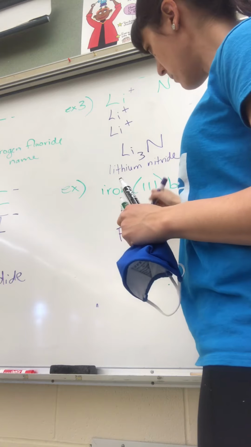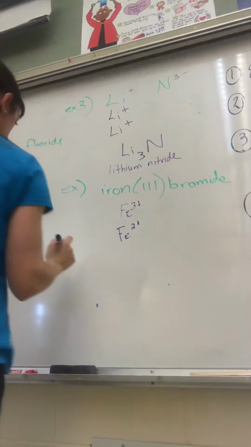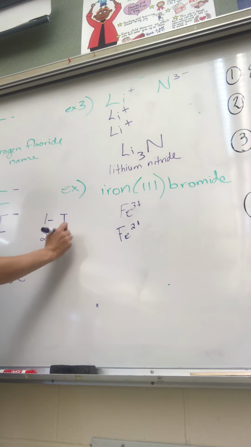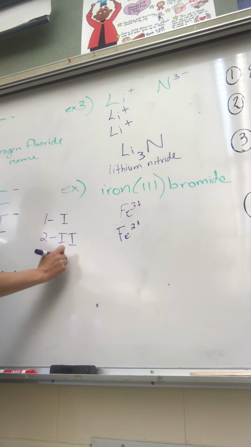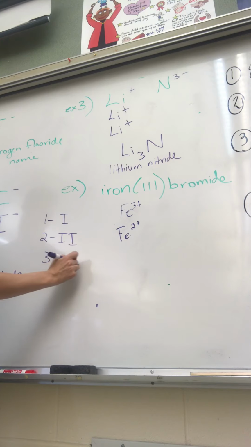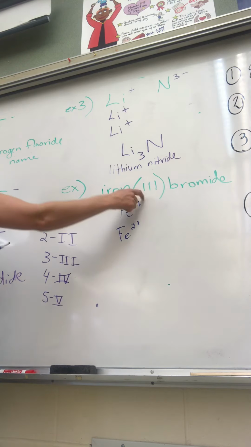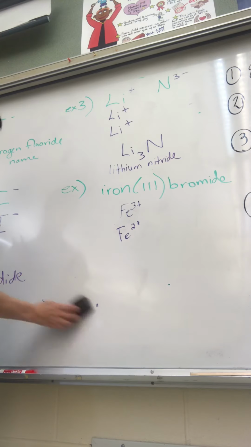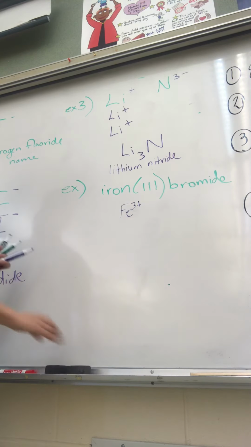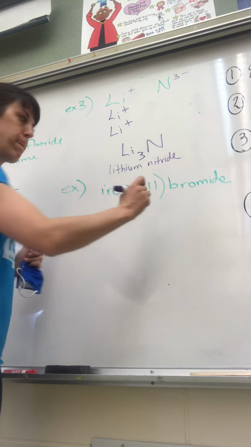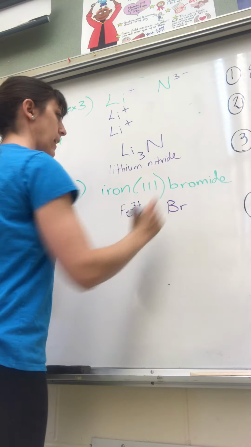This is 3 in Roman numerals. In Roman numerals, 1 is an I, 2 is 2 I's, 3 is 3 I's. Does anybody know 4? I and then V. IV. 5 is just a V. So those are the Roman numerals, and that tells you which one to use. So let's use the 3 positive one. And bromine is what letters? And the charge?